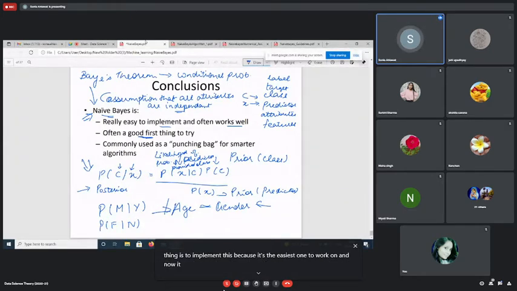And it is also known by another name, a punching bag for smarter algorithms. Why? Because this will give you a better output. Undoubtedly, this will give you a better accuracy. So it is a punching bag because we are considering that everything is independent. That's the only thing. That is why I showed the conclusion first, because after that I'm just moving on to the numericals.